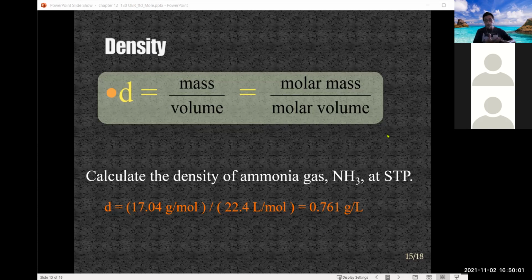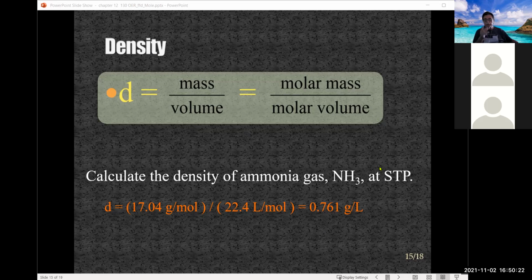We've got 1 nitrogen, 3 hydrogens. That adds up to 17.04 grams per mole. That is the molar mass. And we divide that by 22.4 because that is the molar volume. Therefore, the density of ammonia is 0.761 grams per liter.